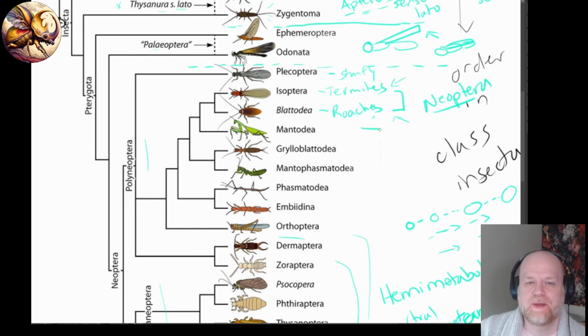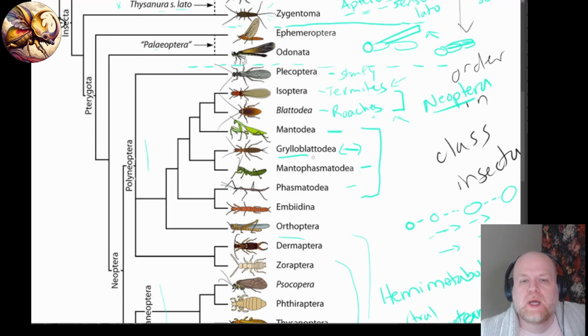The Mantodia, the Grilloblatodia, the Mantophasmatodia, the Phasmatodia, and the Embryodina. So this is a big group. These are the walking sticks, which are the Phasmatodia; the mantis-like walking stick, which is the Mantophasmatodia; the Mantodia are the praying mantis; and the Grilloblatodia are sometimes called ice crawlers or rock crawlers. They kind of look like a mixture between a walking stick and a cricket. When you see Grillo, it usually is referring to cricket, and blatta usually refers to cockroach, so you can kind of imagine what they look like from that.